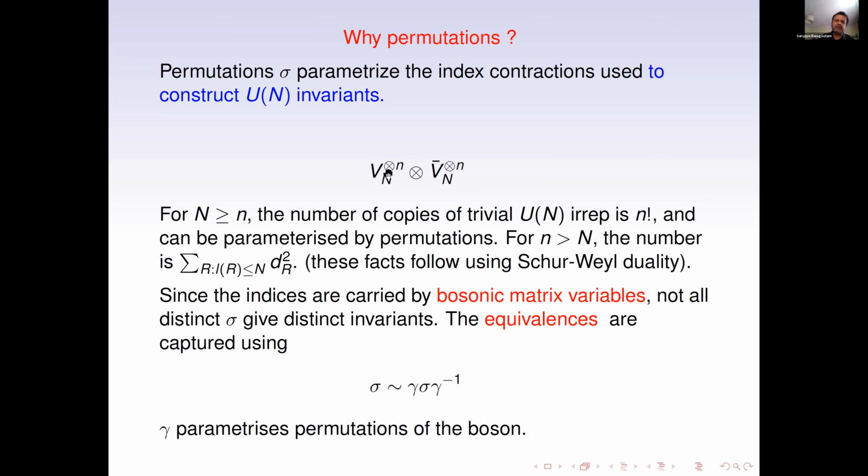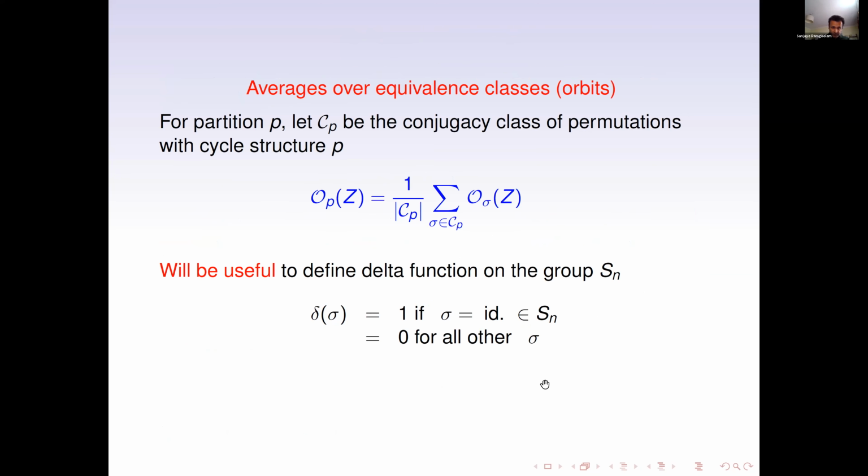So it's rather fundamental that UN invariants are related to permutations, but also in physics, you don't just encounter permutations, but equivalence classes of permutations. In that example before, that conjugation equivalence came from the fact that phi is a boson. It's a bosonic field. And this gamma parameterizes permutations of that bosonic field. So good. We are looking at permutations and equivalence classes. So there are orbits on the set of permutations generated by this conjugation action.